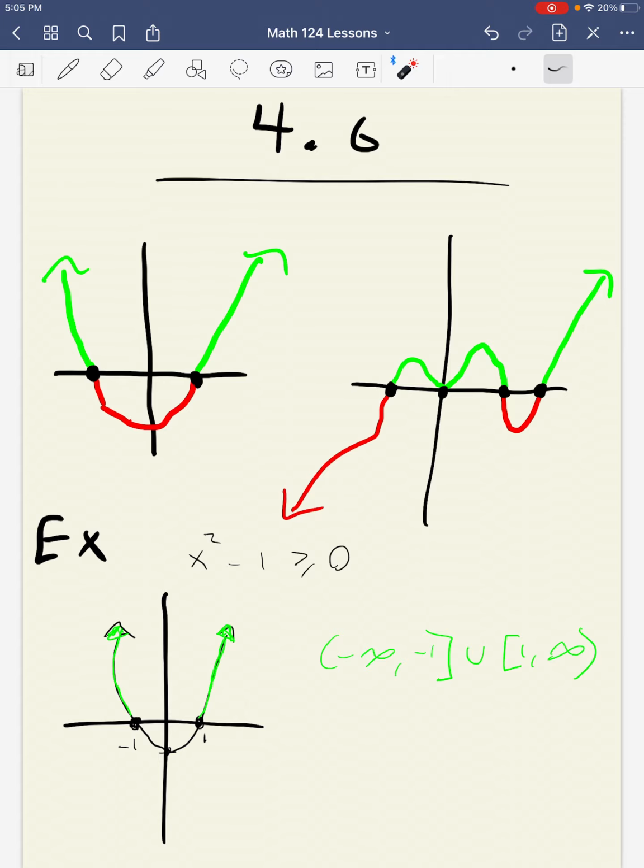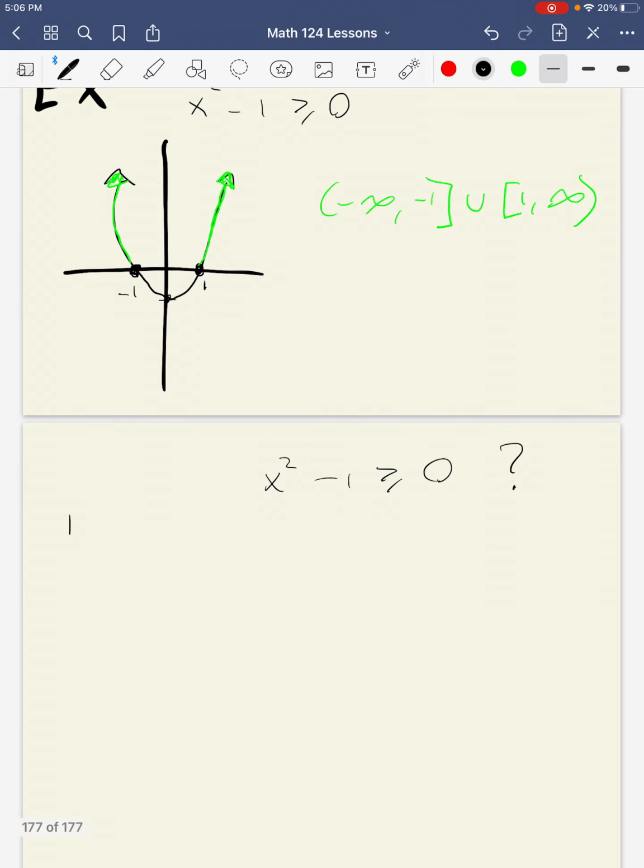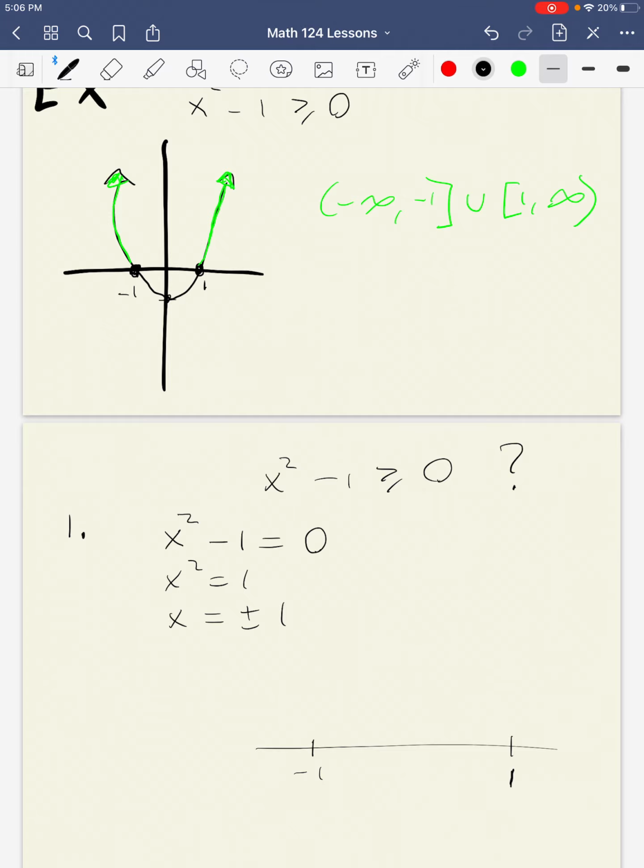Okay, so if you do know how to graph it, then it's pretty easy, but let's pretend you did not know how to graph this. If you did not know how to graph this, how do we solve it? Well, step 1 is we find the critical points when the whole thing would equal 0. So then you solve this, and you get plus or minus 1, and then you could make a number line. So here's the negative 1, here's the positive 1. And what you could do now is just plug in some points in these 3 intervals.